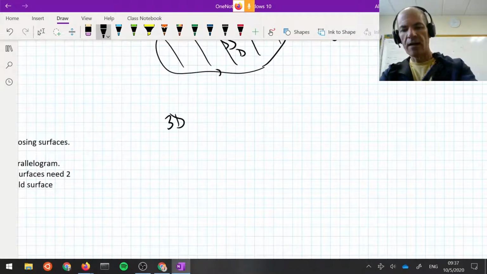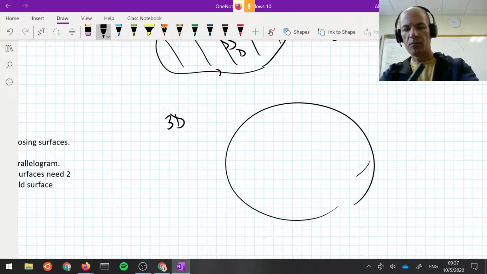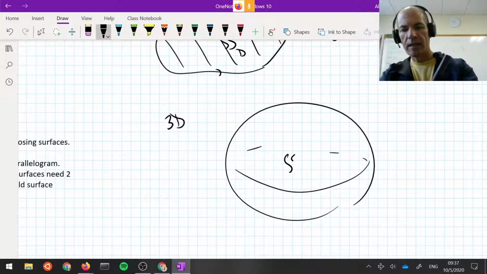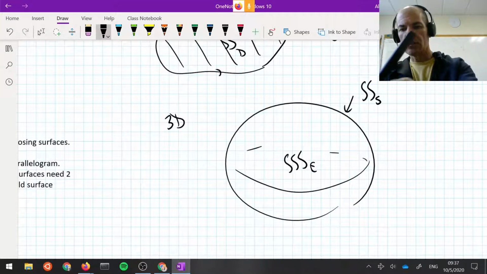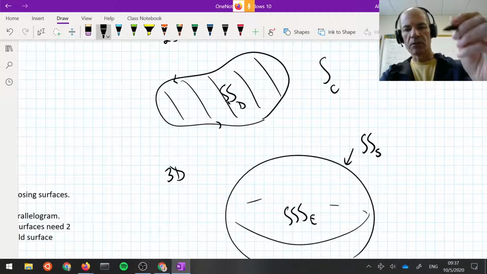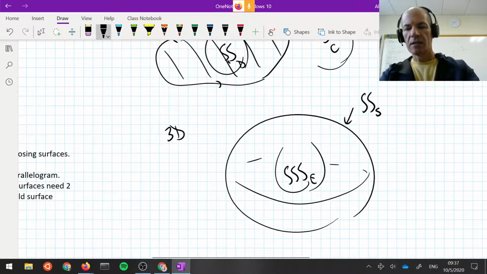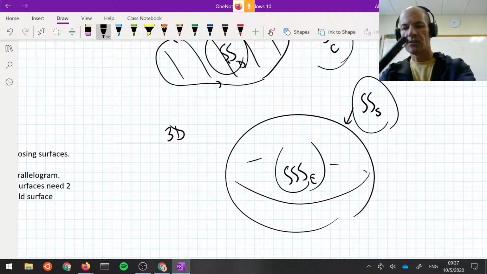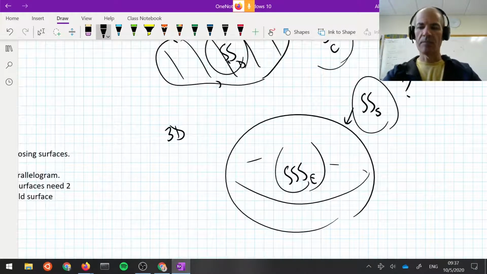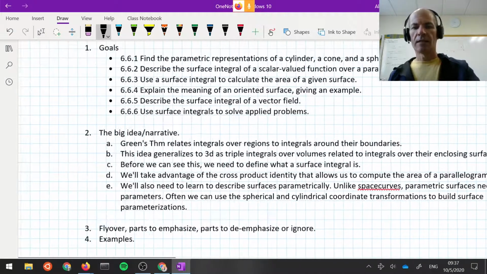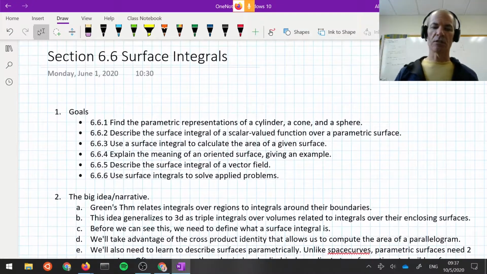And now you've got some kind of 3-dimensional figure, and you want to relate a triple integral over the inside to a double integral over the surface. Now we've done double integrals, line integrals, and triple integrals. The last thing, the missing piece, is the surface integral. How do we do the surface integral so that we can build this theorem in 3 dimensions, Green's theorem in 3 dimensions, essentially? That's what section 6.6 is going to do for us.